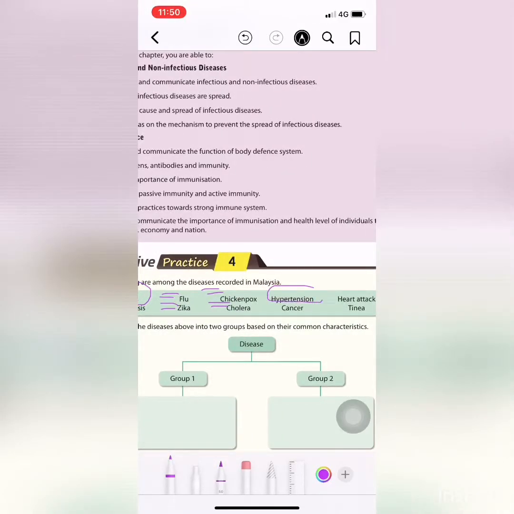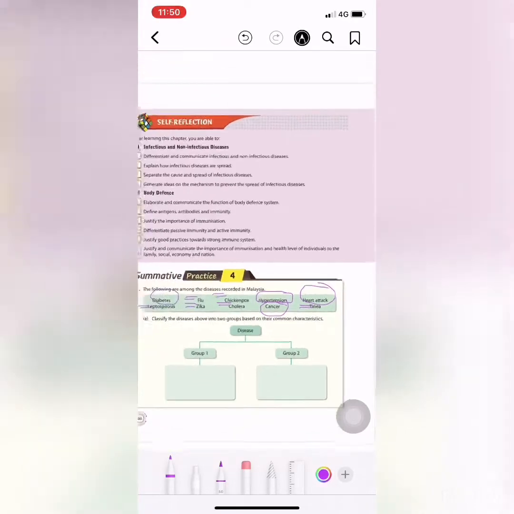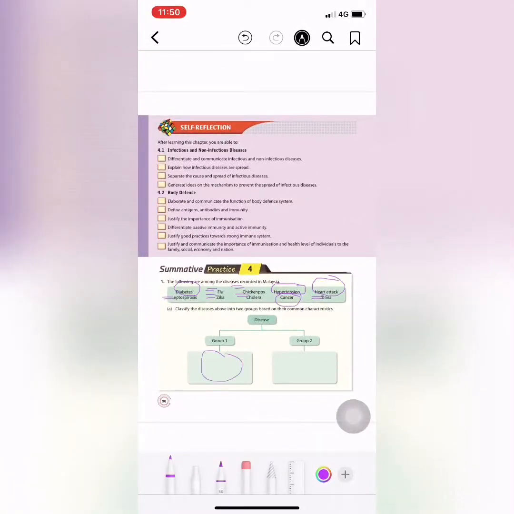It's a disease, something to do with your blood pressure. So it's not contagious, it's not infectious. Cancer also not infectious. Heart attack, non-infectious. And tinea, lastly, is a skin disease, it's infectious. So you write down here, okay?